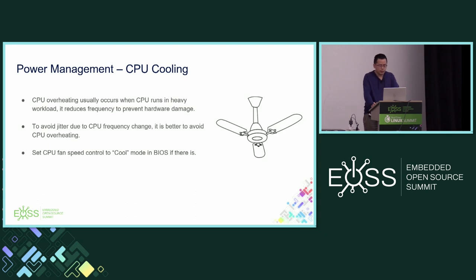To avoid the jitter due to CPU frequency change, it is better to avoid CPU overheating, improve airflow for the device, clean the CPU fan, and make sure it works well. This is important, but maybe we often ignore this. If there is a CPU fan-related setting in BIOS, set it to cooling mode. Usually, if there is this option, for example quiet, standard, cooling mode, set it to cooling. You may hear some noise from the CPU fan, but it makes the CPU frequency performance better.